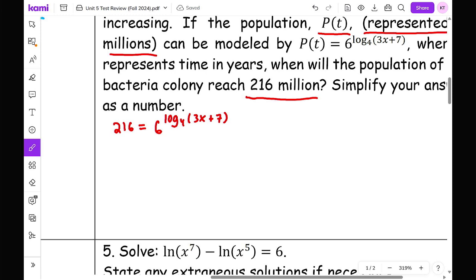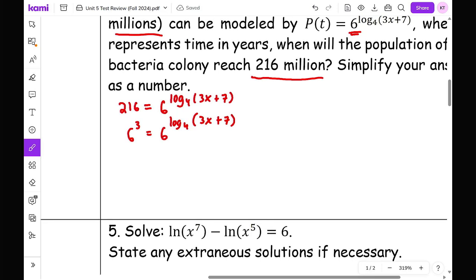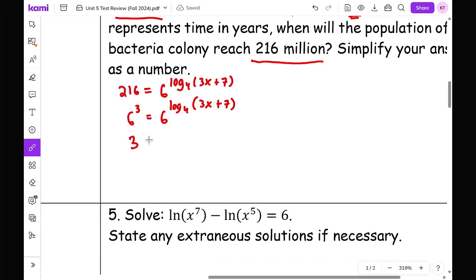And then 216 can be rewritten as 6 to the power of 3 is equal to 6 to the power of log base 4 of 3x plus 7. And again, that's because we want a base of 6, since we have a base of 6 over here in our given equation. So now that my bases are equal to each other, I can go ahead and set my exponents equal. So now I get to solve 3 is equal to log base 4 of 3x plus 7.